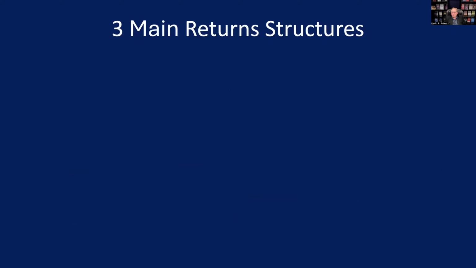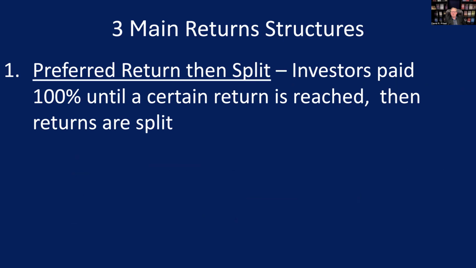Okay, three main return structures. This is how the structures generally are. Preferred return, then a split. Investors are paid 100% until a certain return is reached, then returns are split. So if there's a preferred return of, say, 8%, the money is given 100% to the investors until the 8% is reached, then it's a split. 70-30 is common on this kind of deal.